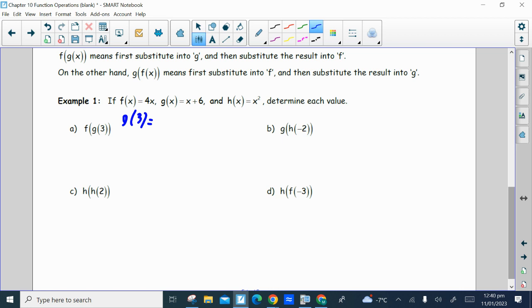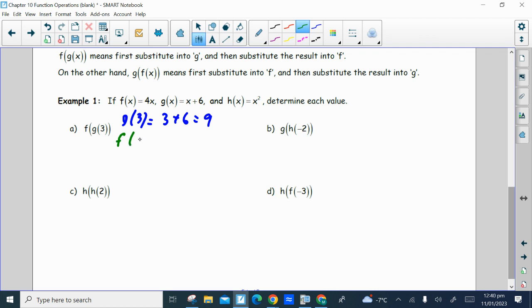If you want to find g at 3, you have to use the g at x function and let x equal 3. 3 plus 6 is 9. That's what g at 3 equals. It equals 9. So now we're going to replace this g at 3 with the answer we got being 9.